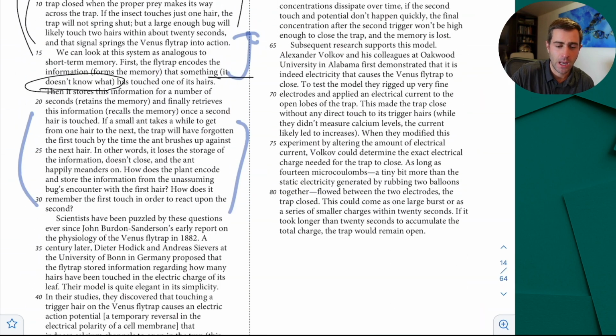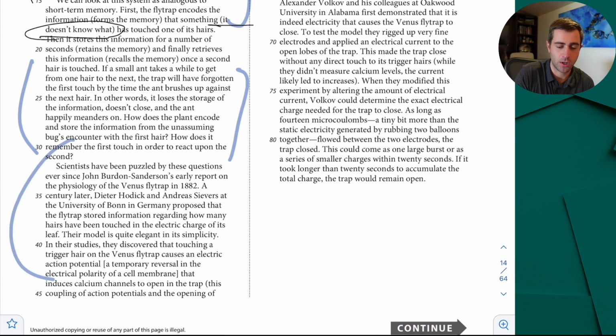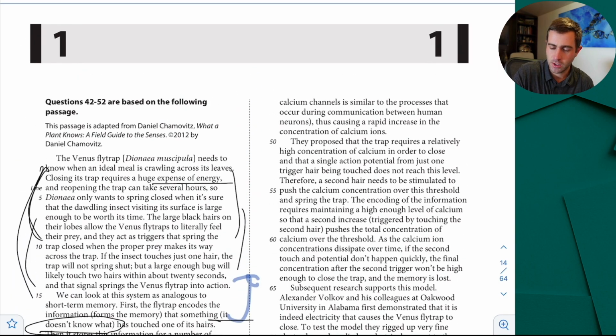Well, I remember this whole part of the passage was talking about the triggers and Hodig and Siever's experiment, where they talked about, I think down here, the first part of the calcium channels opening up. So I'm going to really be skimming for the keyword second here. So I see second. Now I'm going to read back in this area. They propose that the trap requires a relatively high concentration of calcium in order to close, that a single action potential from just one trigger hair being touched does not reach this level. Therefore, a second hair needs to be stimulated to push the calcium concentration over this threshold and spring the trap.